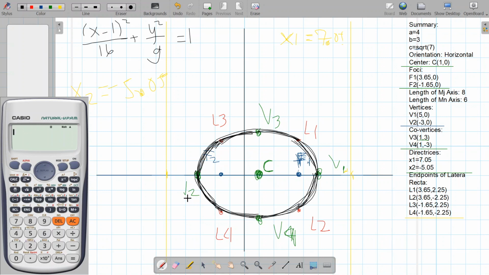Okay, so in the next example, I'll be teaching you another method of sketching an ellipse. So this method is actually the longer method because we have to solve for all of the elements. Okay, so before we graph. For the next example, we're doing the opposite. What if we graph first before we get the elements?